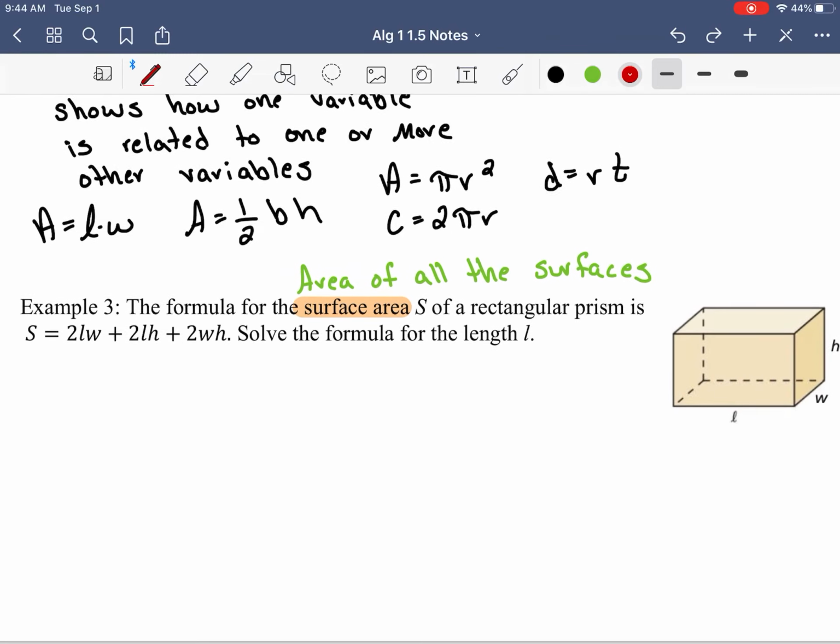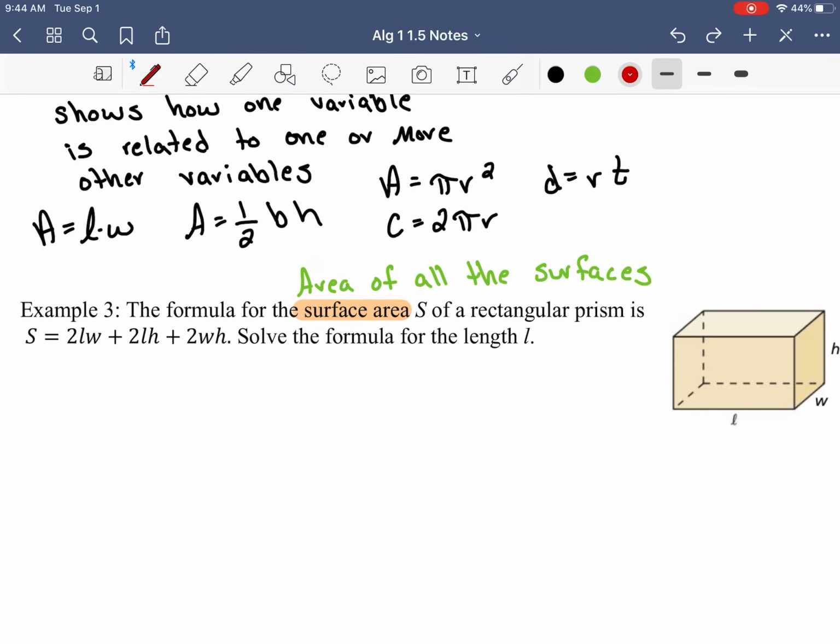So the formula for the surface area of a rectangular prism is given right here. Surface area S is equal to 2 times the length times the width plus 2 times the length times the height plus 2 times the width times the height. We want to solve this for L, length, and I always use cursive L.